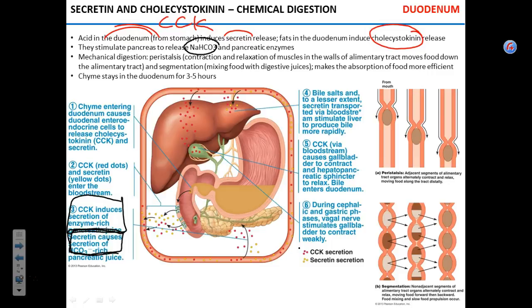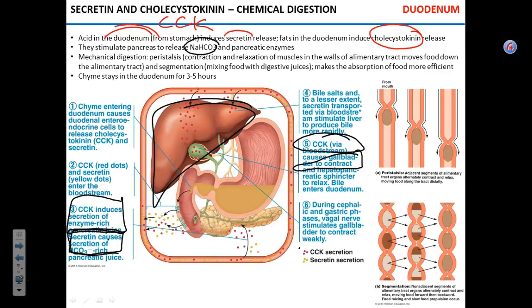Now there is another organ, actually two more, that are connected to the duodenum. Liver and gallbladder. Liver produces bile. Gallbladder stores it. Cool? Secretin, to some extent, stimulates liver to start producing bile or to increase the bile production. Am I clear? CCK leads to the gallbladder contraction.